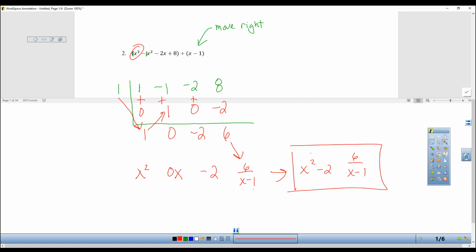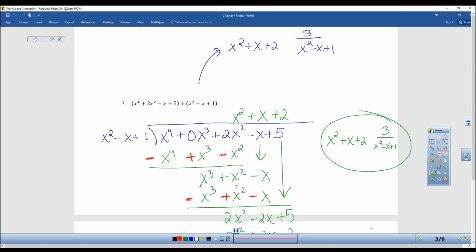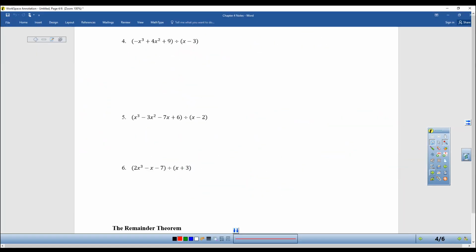If you think you understood that, you can go ahead and do 4, 5, and 6 on your own. I'm going to quickly write down the answers for you in case you'd like to try them. Number 4 is negative x squared plus x plus 3 plus 18 over x minus 3. Number 5 is x squared minus x minus 9. Or if you need to practice your long division, you can practice on these. But I'm going to do them using synthetic.